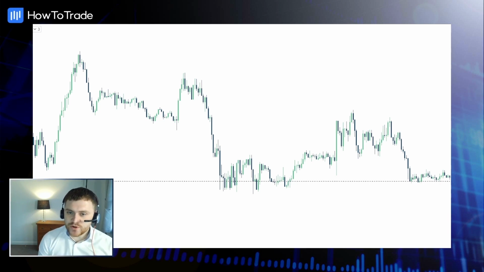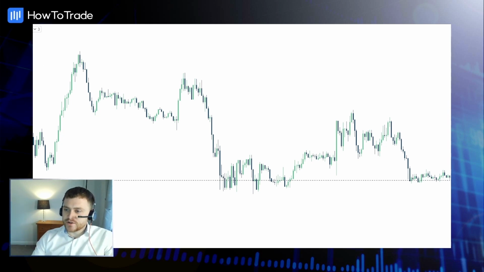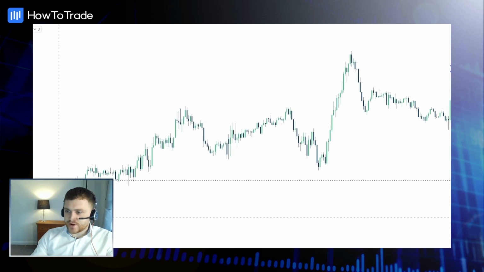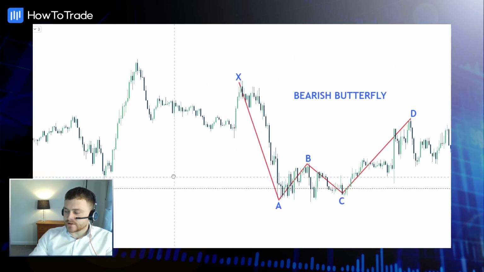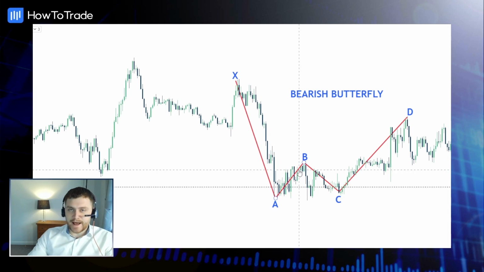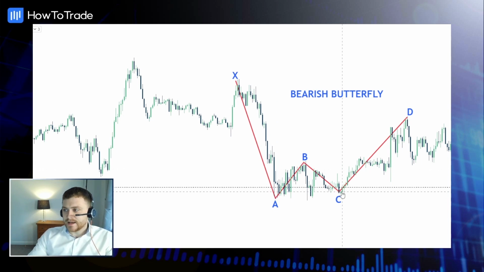Once again, we want to use those Fibonacci retracement levels at the X to A line. So when I get these drawings back on the chart, you can see how, generally speaking, we're trending in a bullish trend up towards this point where we have X, and then we start to see some momentum shift. So when we draw on our bearish butterfly patterns, we've got our X to A, our A to B, our B to C, and C to D.